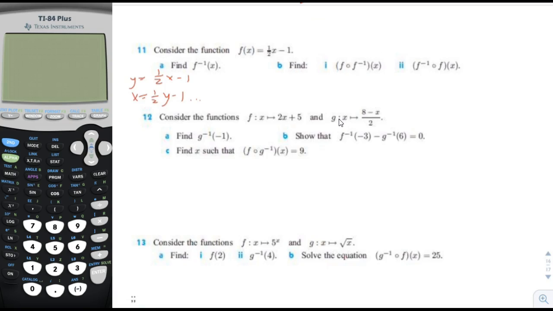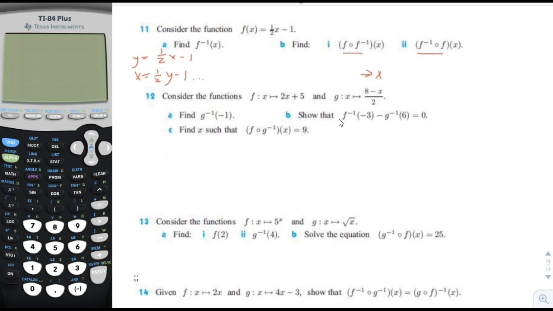Then you're supposed to find f followed by f inverse, and f inverse followed by f. Basically, you're going to show that the result is just the function x. And the way you do that is you just put one inside the other. Okay?